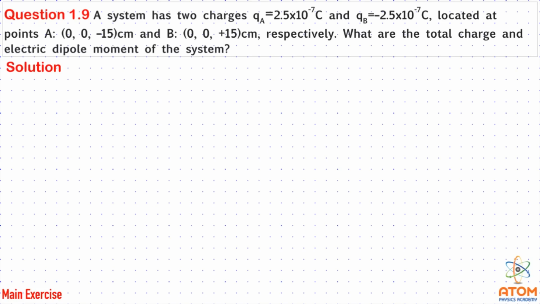Now question 1.9. A system has two charges, QA that is 2.5 into 10 raised to minus 7 coulomb and QB that is minus 2.5 into 10 raised to minus 7 coulomb, located at points A, that is 0, 0, minus 15 centimeter, and B, that is 0, 0, plus 15 centimeter. So both the charges are on the Z axis. You can see X and Y coordinates are 0 respectively. What are the total charge and the electric dipole moment of the system?